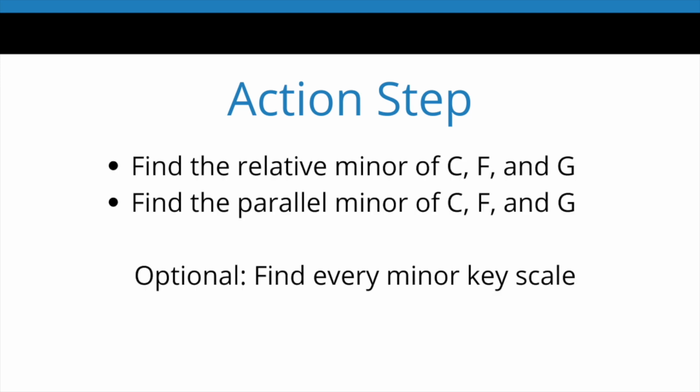I know this section was a doozy, I know it was a lot to take in, but now we've made it to the action step. What I want you to do is find the relative minor of C, F, and G major, and then I want you to find the parallel minor of those same scales. And of course, an optional add-on to this action step could be finding all of your minor key scales, from A through to G.